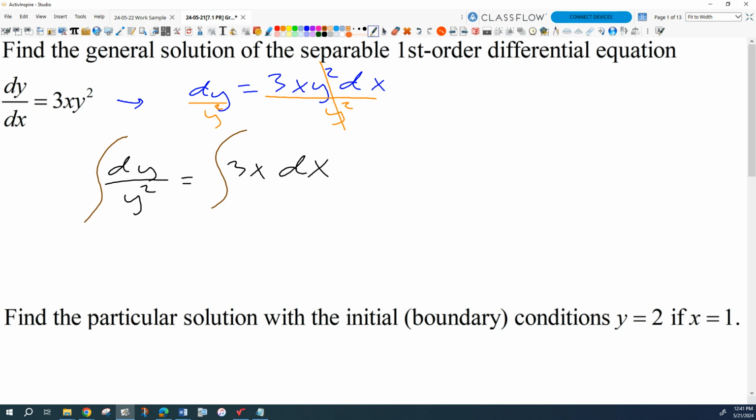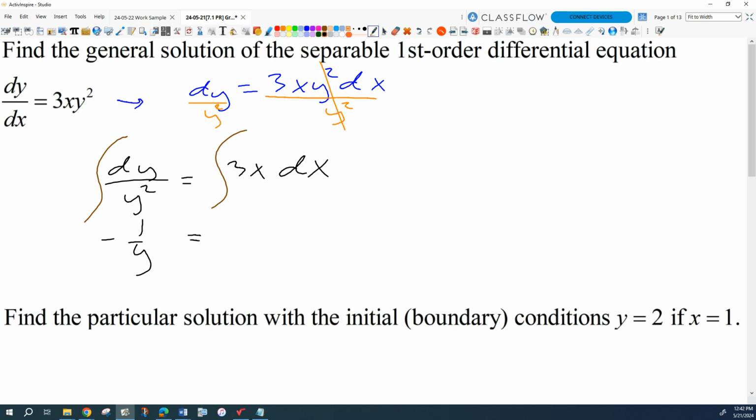So on the left side, that's the same thing as y to the negative 2 dy, right? What's the integral of y to the negative 2 dy? Isn't that just y to the negative 1 over negative 1? Which just means negative y to the negative 1, so that is just negative 1 over y. And we get a constant, but we'll lump the constants all together on one side.